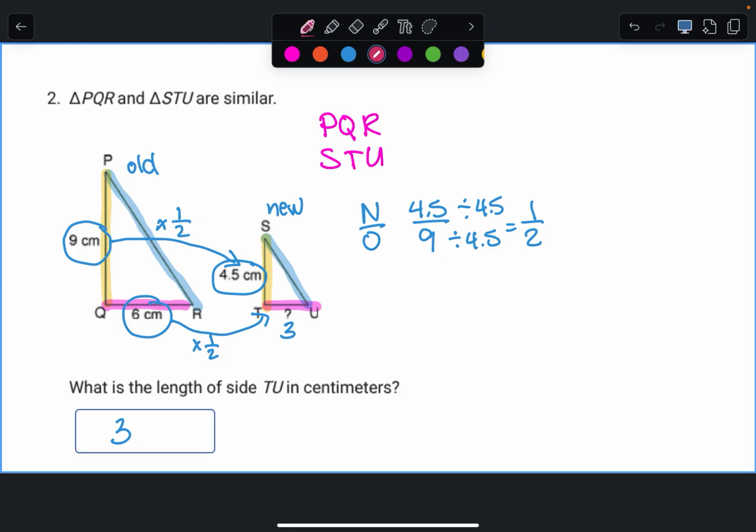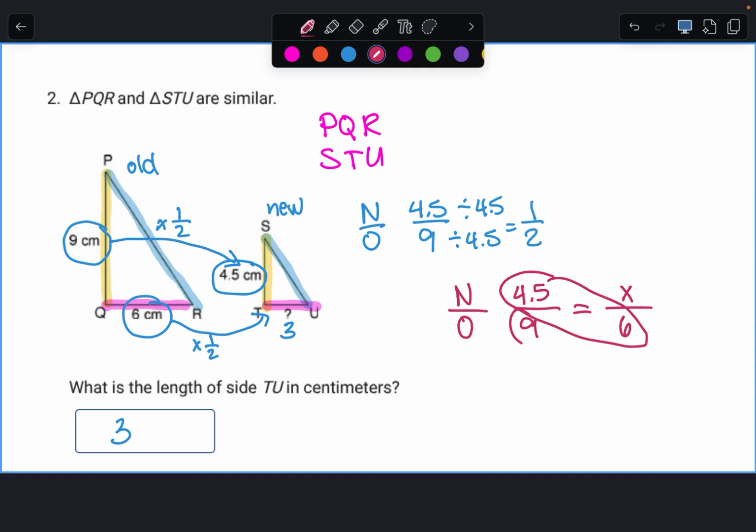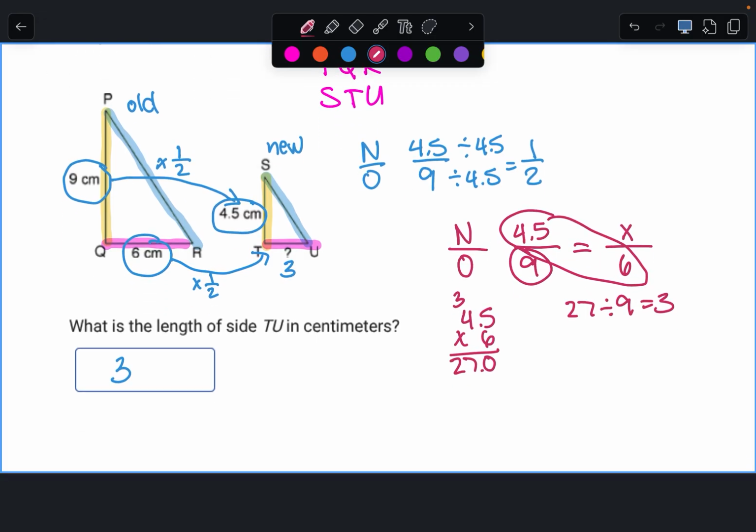The other way I can do this is I can set up a proportion, and I can put new over old. So I would have 4.5 over 9, and then x over 6, and then I can cross multiply and divide. So I'd have 27 divided by 9, which is 3. Either way is acceptable. So you can either find the scale factor or you can set up a proportion.